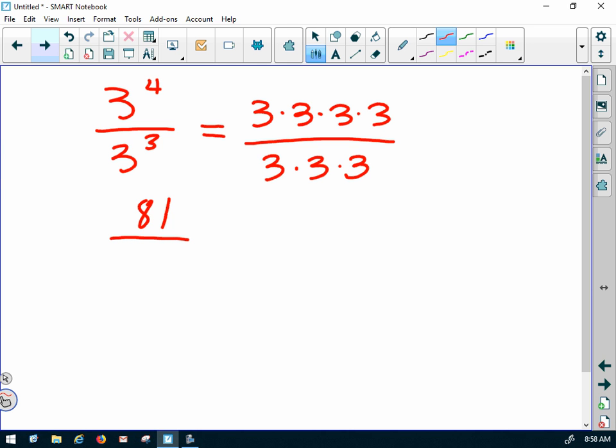3 to the third power, 3 times 3 is 9, times 3 is 27, and 81 divided by 27, you have a calculator, but it's 3. Now the question is, do I have to multiply all this out and then divide to figure out what my answer is? Now Megan said, well, 3 divided by 3 is 1. 3 divided by 3 is 1. So what am I left with? 3. I'm left with 3.